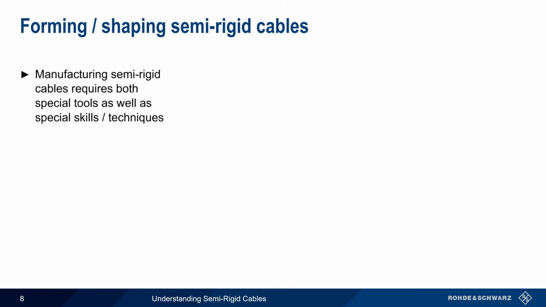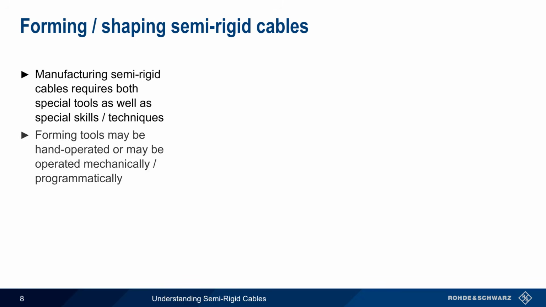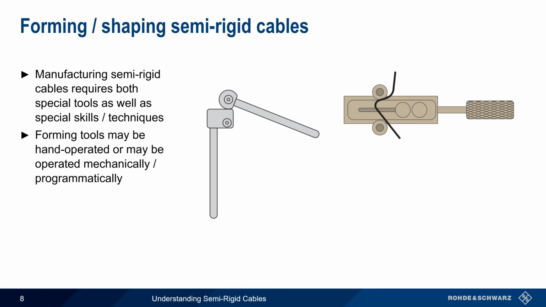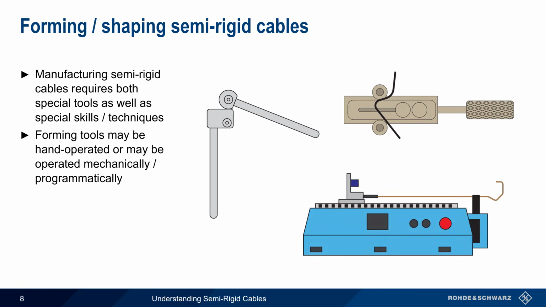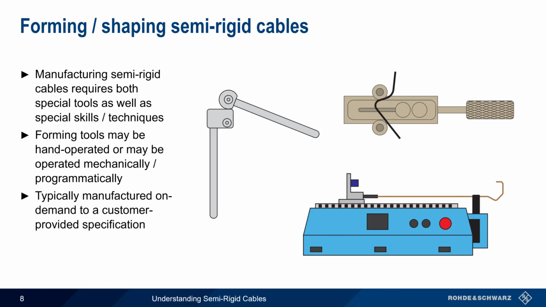Manufacturing semi-rigid cable assemblies requires both special tools as well as special skills or techniques. The tools used to form the cables may be hand-operated, or they may be operated mechanically or programmatically. Note that semi-rigid cables are almost always manufactured on demand to a customer-provided specification, and that once they are manufactured, they generally cannot be adjusted or reshaped.